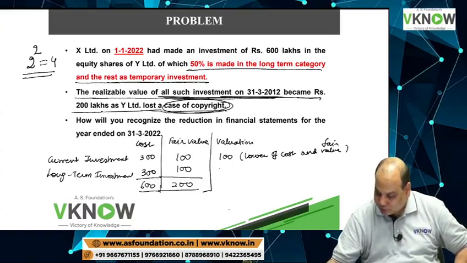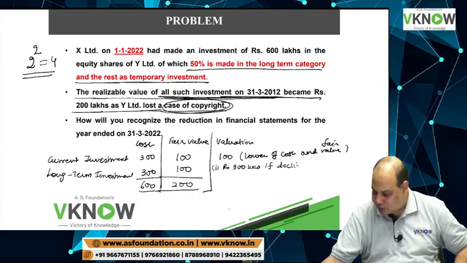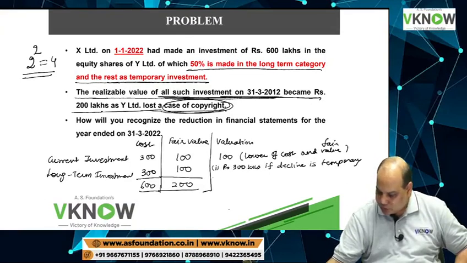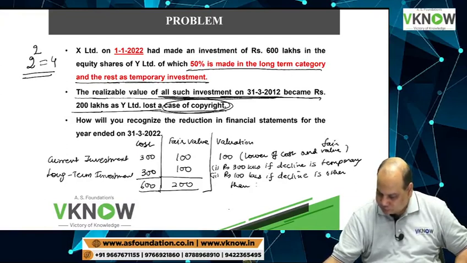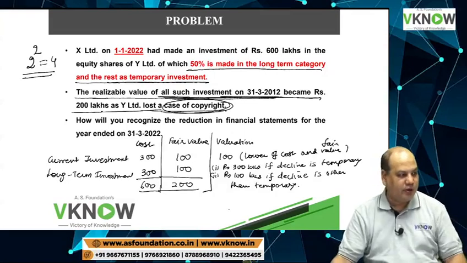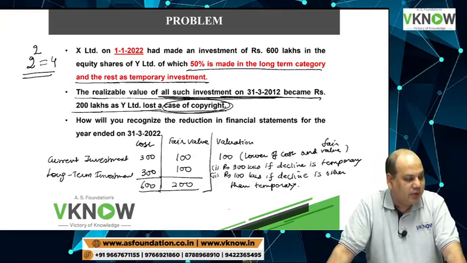What about long term investment? Now here we will have two answers. One, rupees 300 lakhs if decline is temporary, and rupees 100 lakh if decline is other than temporary.